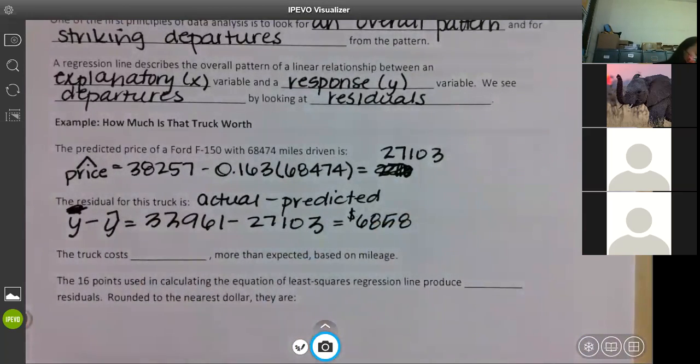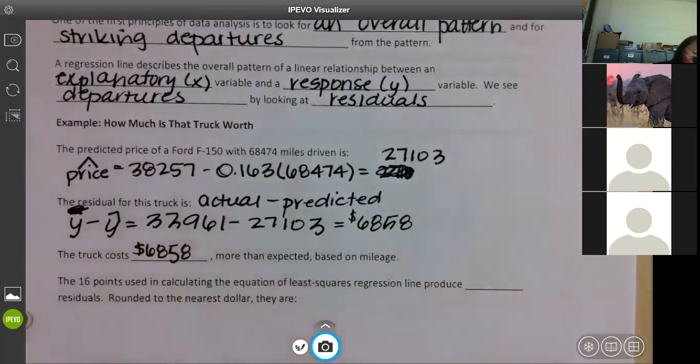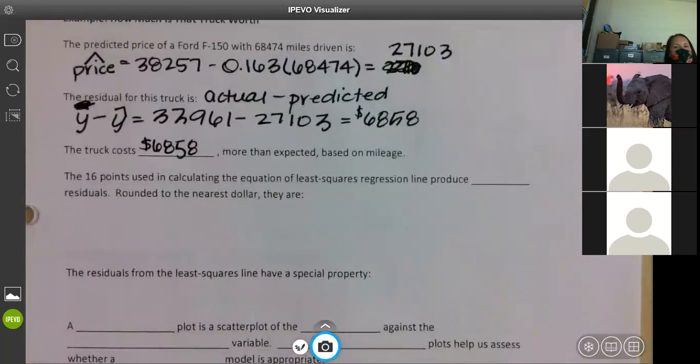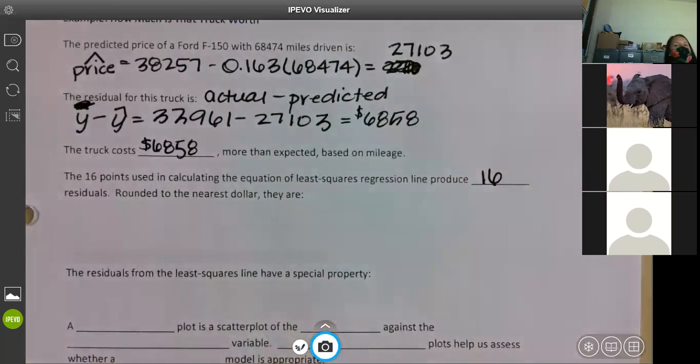So the truck cost $68.58 more than expected based on mileage. The 16 points used in calculating the equation of the least squares regression line produce 16 residuals. So 16 points, 16 residuals. Rounded to the nearest dollar, they are this.